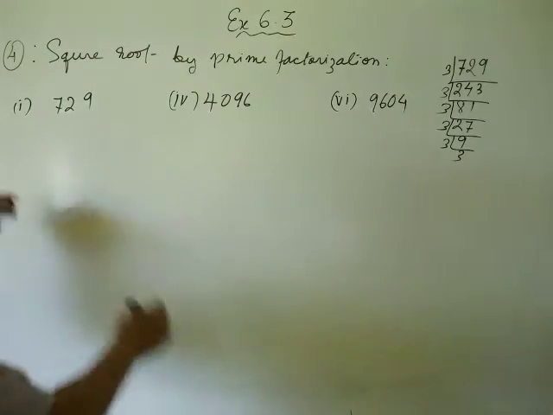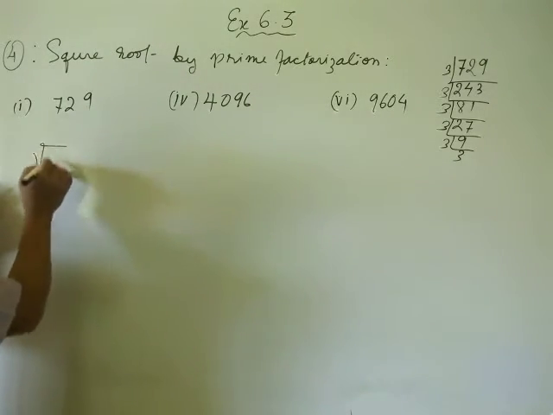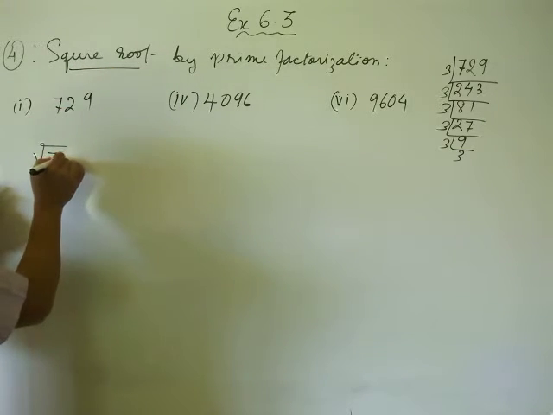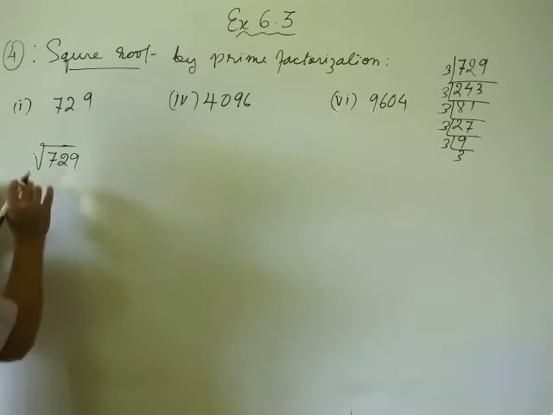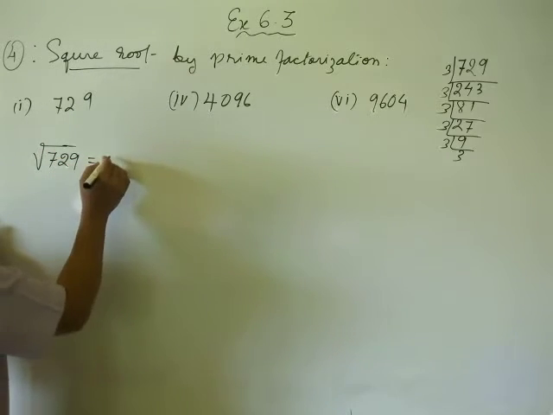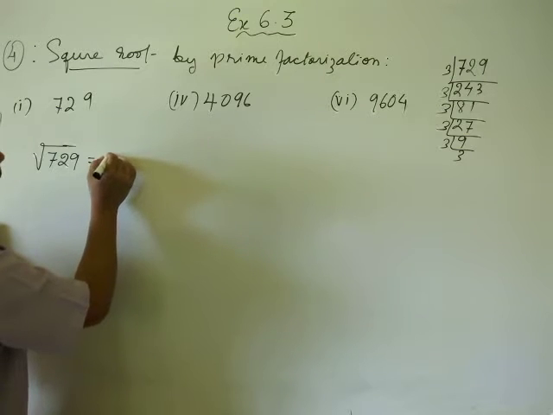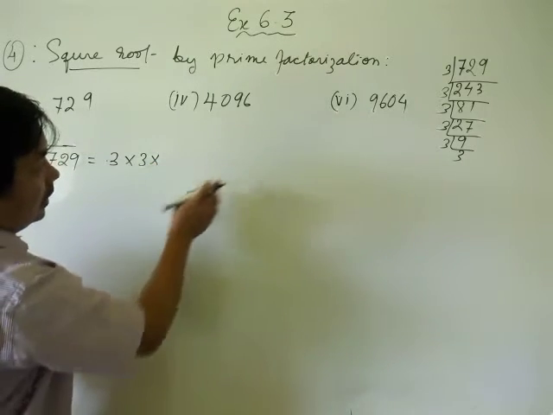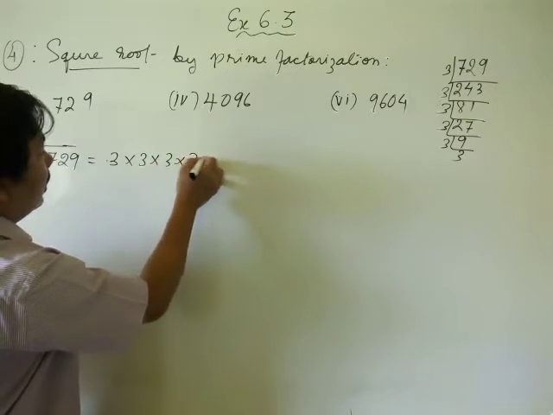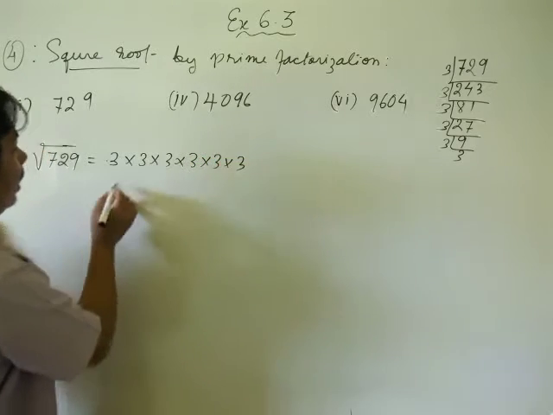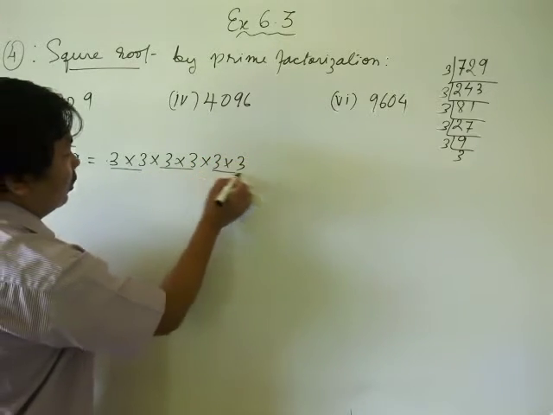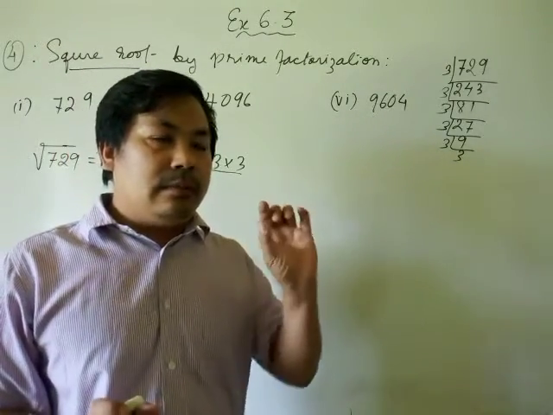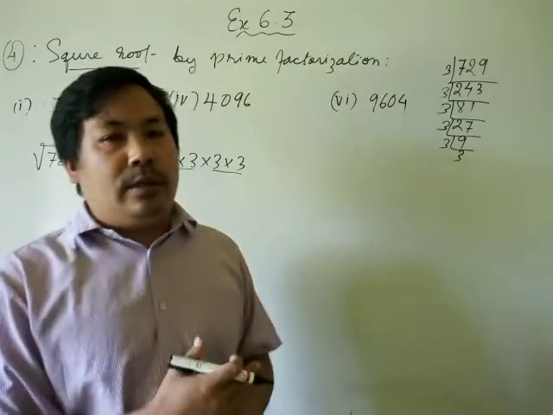Now we have to write like this. Already mentioned here, square root, so please take the square root of this number 729. The square root of 729 can be written like this: 3 into 3 into 3 into 3 into 3 into 3. How many 3s are there? 6 3s, isn't it? Then what you have to do is pair them, 2 by 2. Why do we have to pair? Because for a square root, square means it is taken 2 numbers at a time.